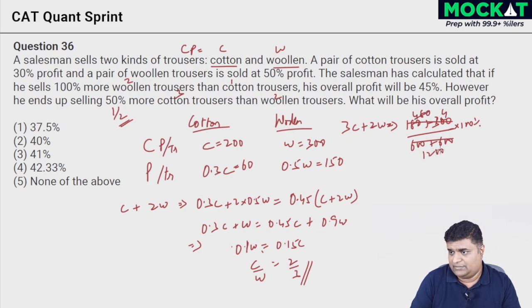120, I can divide, I get a 10. 4 by 10 of 10, 100%, that's 40%, right? So the answer is option 2.